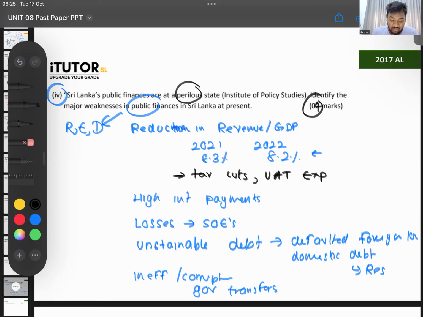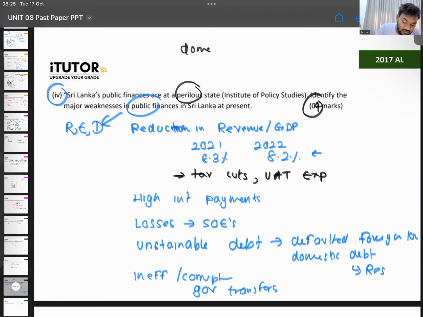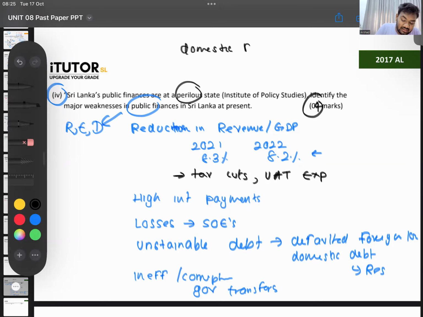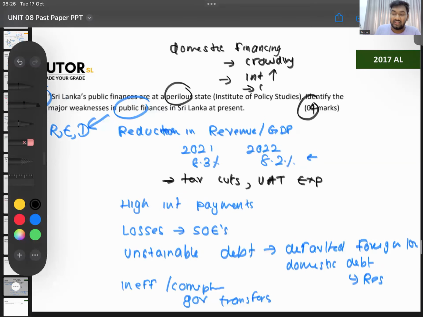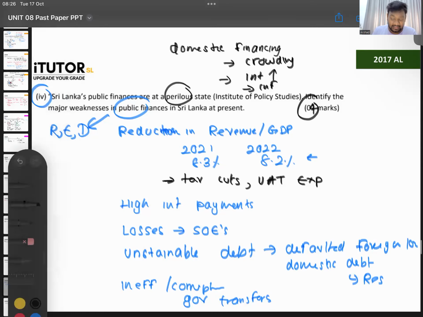Okay, so you can talk about high reliance on domestic financing leading to crowding out effects and all of that. Yes, you can talk about domestic financing. All this domestic financing, you can say, leading to crowding out effects, leading to increase in the interest rate. And you can also talk about inflationary impacts, right, of the whole financing the budget through domestic sources. You can talk about all of that. Is that okay?